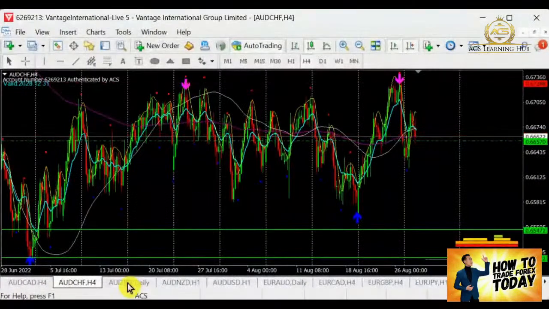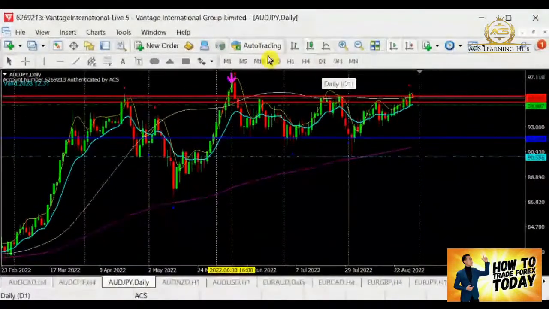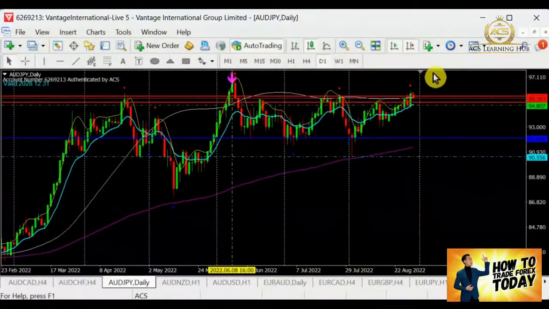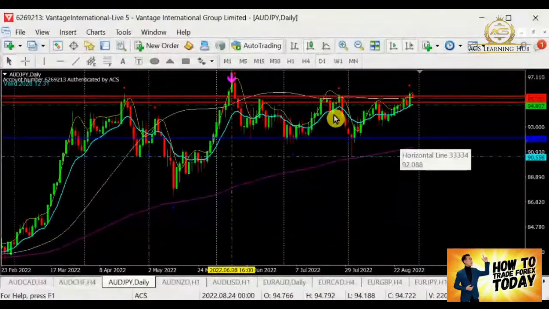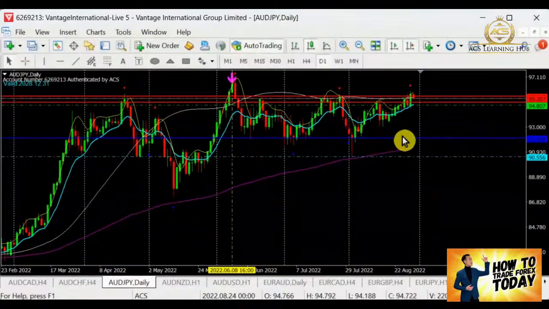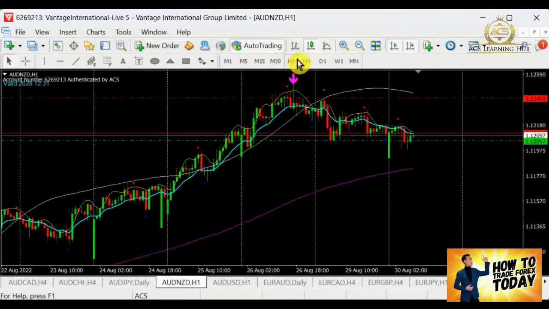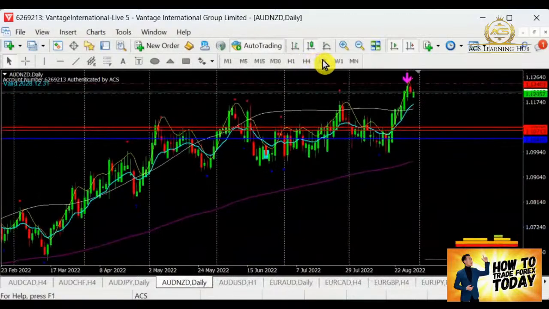How about Aussie yen? Aussie yen, we are into a very turbulent level where it may go either way. So in that case, I will choose to skip this. How about Aussie Kiwi? Aussie Kiwi, we are still in the bull. So buying is still possible, but just look out for the resistance.